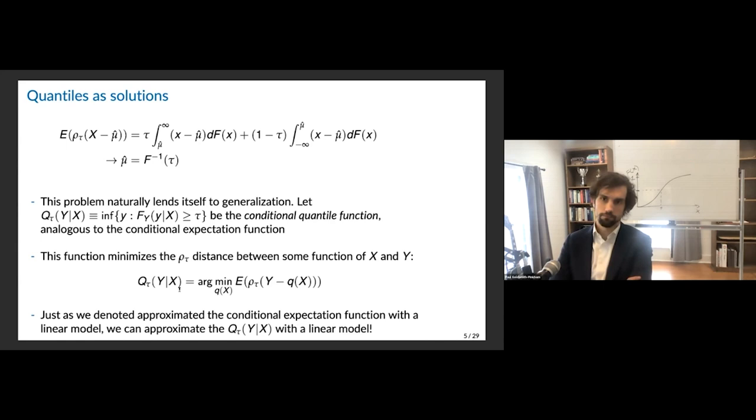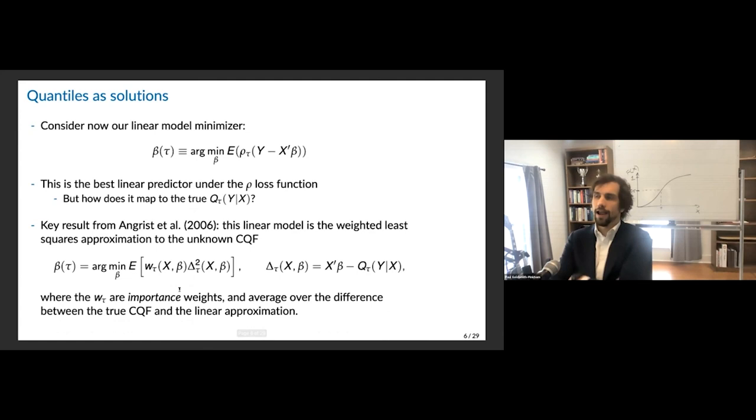And you can see obviously where we're going with this, right? So we can say, all right, let's plug in x prime beta. And now we call this beta tau. We're calling these functions of tau because we may be interested in multiple values of this. But this is basically what we are saying here. This is the best linear predictor under the rho loss function. So now we have a new loss function that we define this over. And this is the best linear predictor.